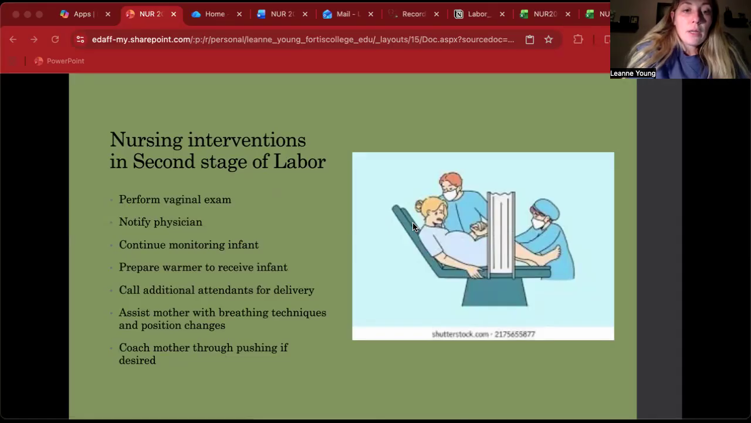But we want our doctor to be aware. We also want to continue to monitor our baby, continue to monitor our infant. We're going to get our warmer ready. We're going to have all of our other medical personnel in the room that we need. Assist mom with breathing techniques and position changes. We can still be doing all of that coaching during the second stage and pushing. And then also, obviously, we're going to help coach the mom how to push during labor, especially first time moms that have never done it before. You've never pushed, you don't know what it's supposed to feel like or what you're supposed to do.